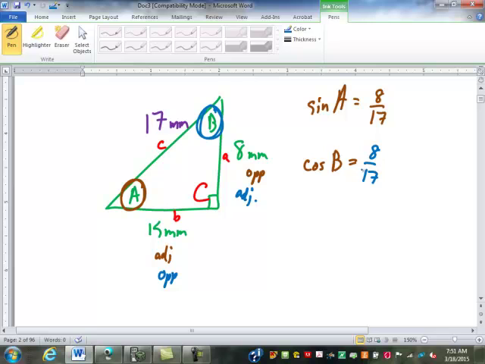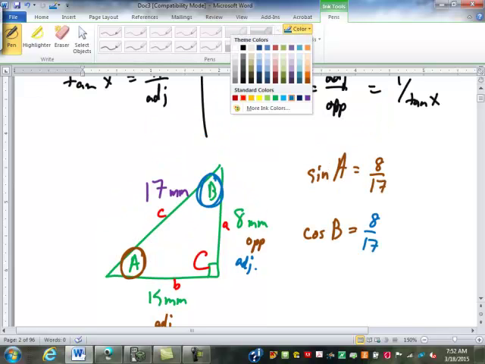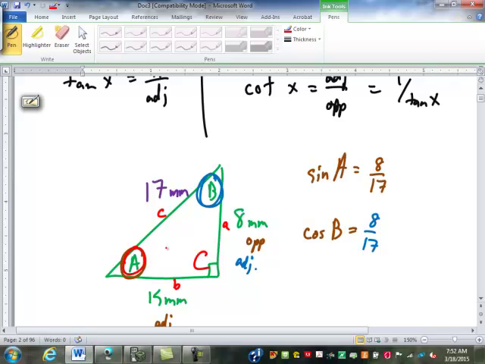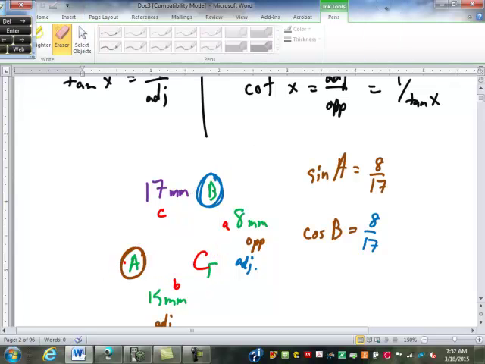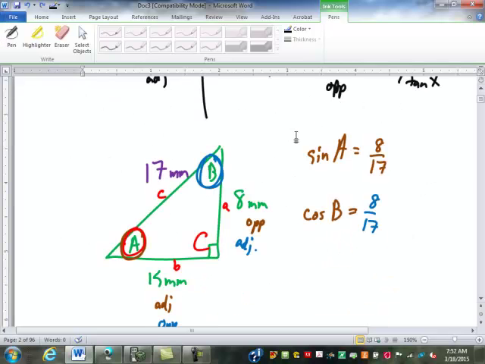Coincidence. The sine of A is 8 over 17, and the cosine of B is 8 over 17? Is that just a happy coincidence, or is there a reason for it? Very good. In a right triangle, the two non-right angles, the A and B in this case, have to add up to what? They have to add up to 90.